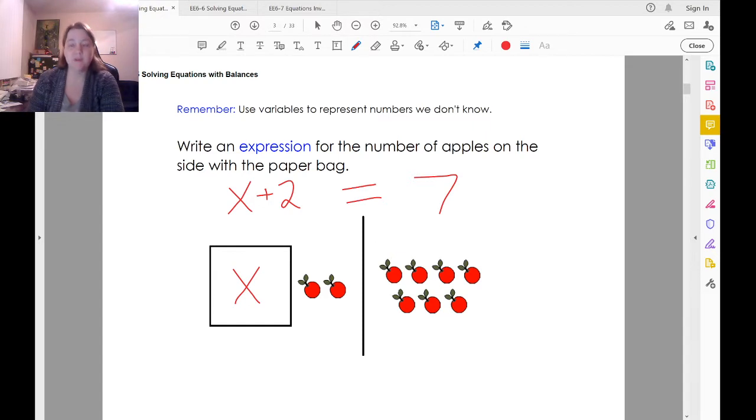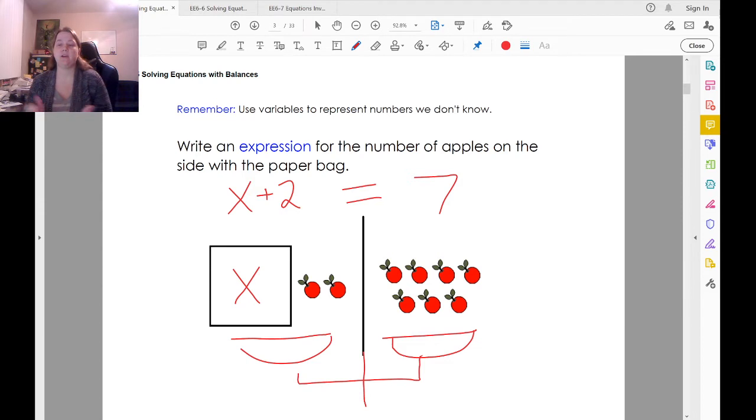Well, we're going to keep the scale even. This right here is a scale. It is the best scale you will ever see, so you're welcome for that. We have to keep this scale in balance. If we take an apple off from one side, it's going to become unbalanced unless we take an apple off from both sides. So, take an apple, take an apple, take an apple, take an apple.